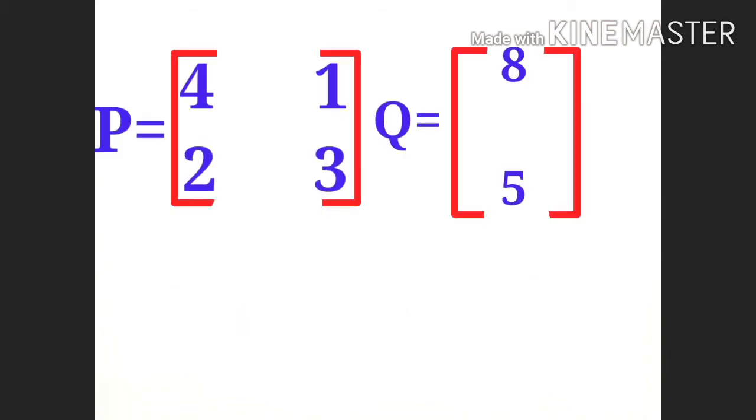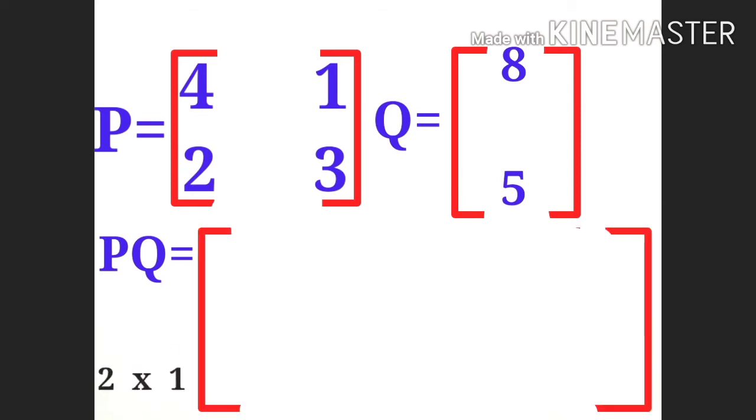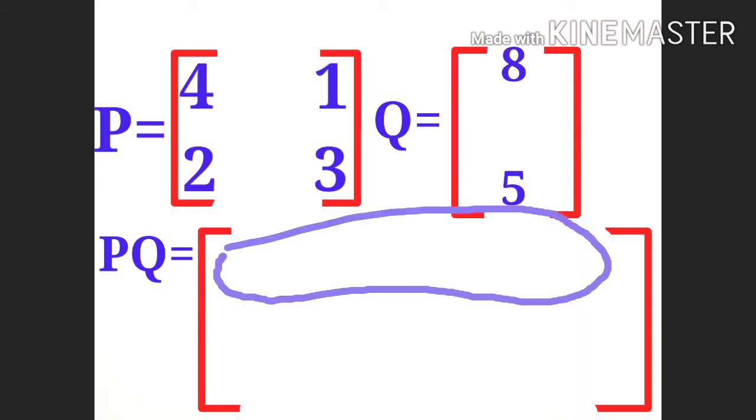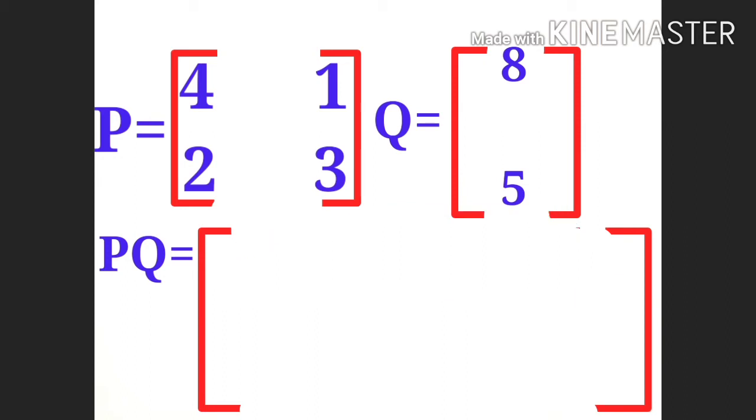Here I have P and Q. So what will be the order of PQ? Yes, it will be 2 by 1. And to multiply two matrices, friends, we have to multiply each row of the first matrix with each column of the second matrix. Let's start by multiplying the first row of P and the first column of Q, which will give us the first row, first column element of PQ.